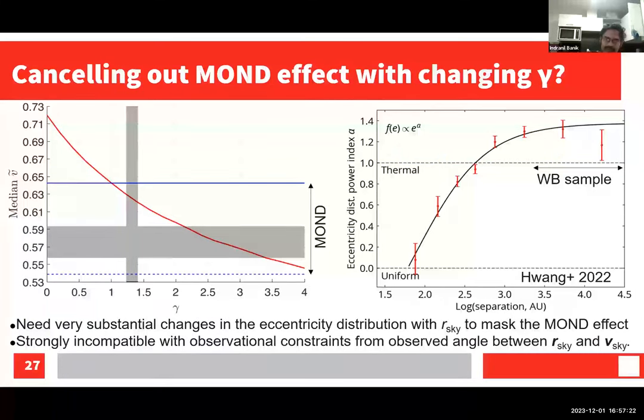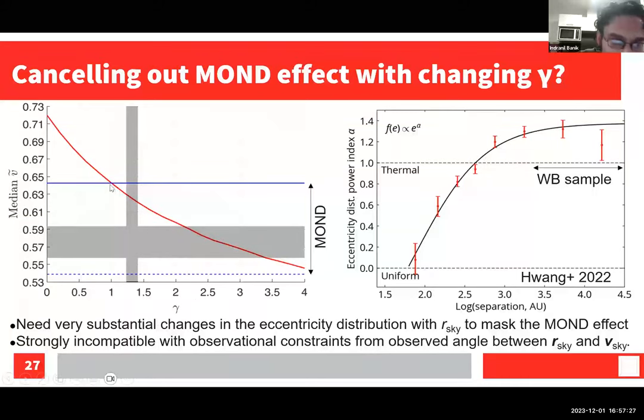What about changing the eccentricity distribution? In order to cancel out the MOND effect, you would need gamma to go from about 1 to about 5, which is a very drastic change. Importantly, you can work out the eccentricity distribution from the angle between R sky and V sky. This is something we haven't used in our paper, but you can use the angle between them, because they're both 2D vectors in the sky plane, in order to get a constraint on gamma, or what these authors have called alpha.